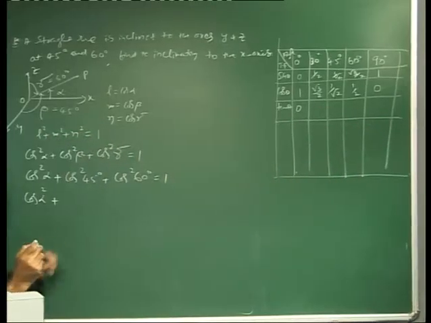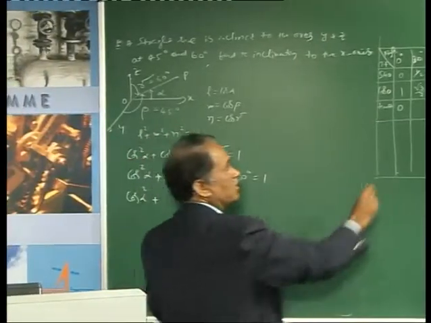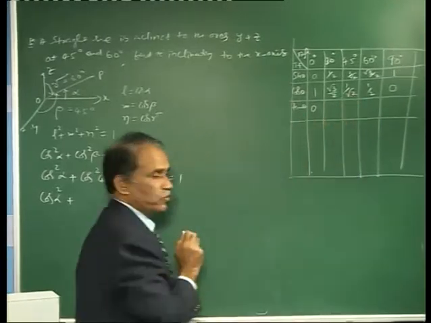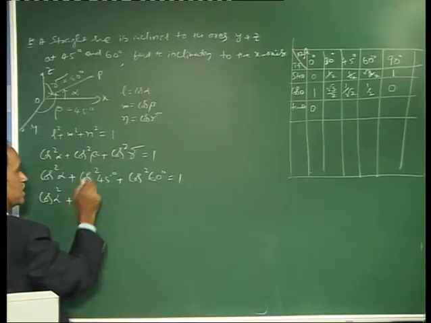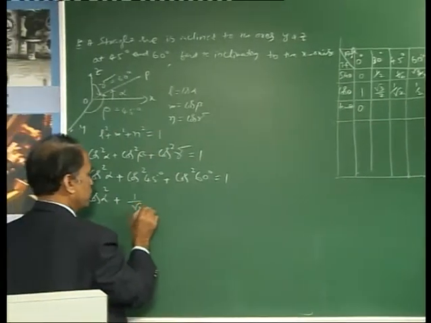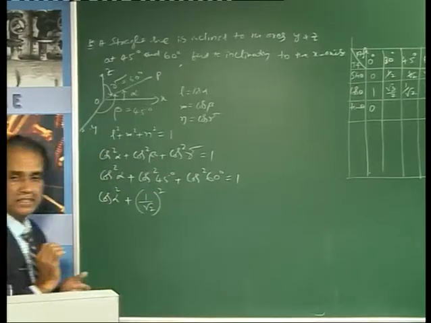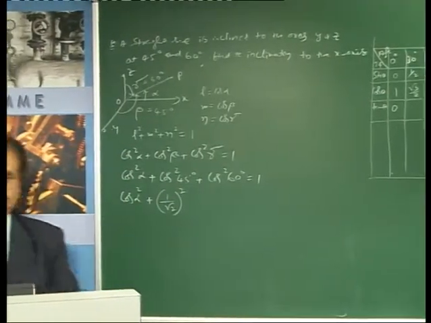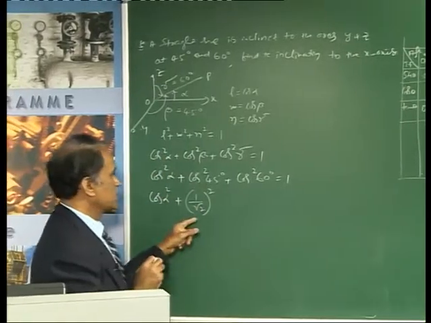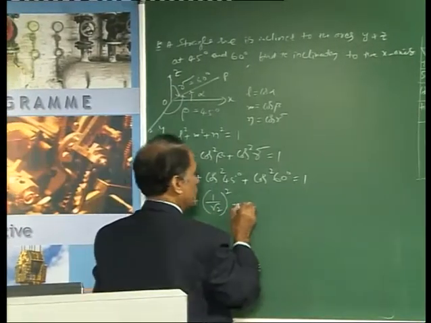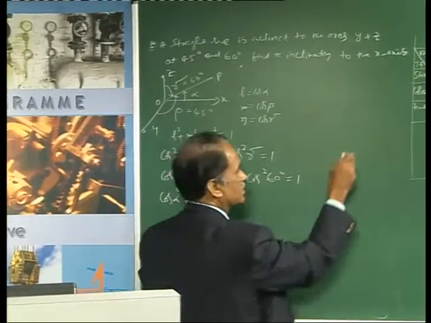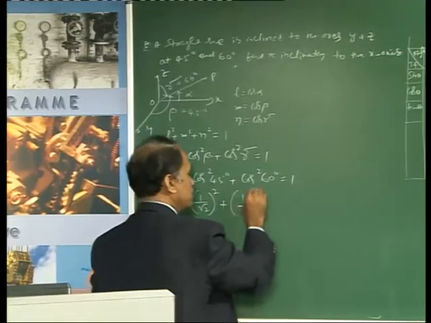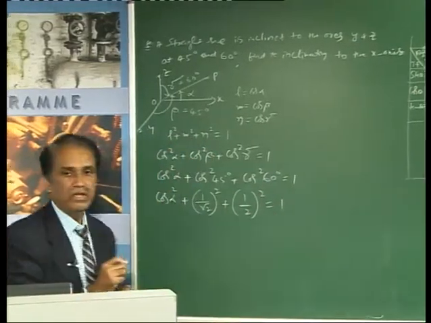Presently, I need for this problem, what is cos 45? So, cos 45 is 1 by root 2. I will substitute here. That is cos square 45, which means 1 by root 2 should be made as a whole square, because only cos to the power first degree is equal to 1 by root 2, whereas for cos square you have to make this value a whole square, plus cos 60. Cos 60 is 1 by 2. So, 1 by 2 whole square.